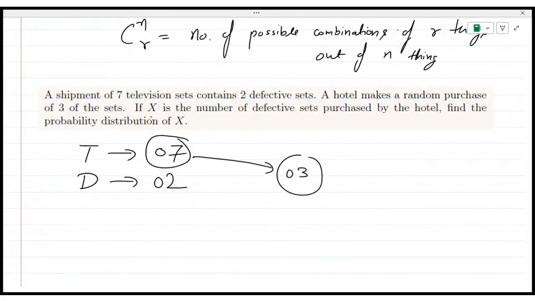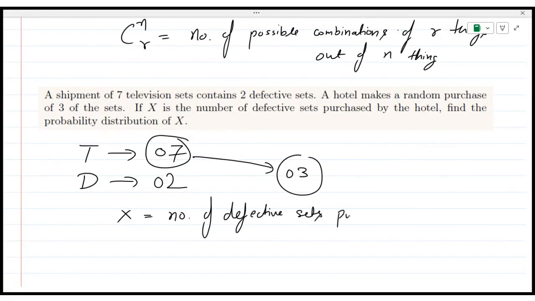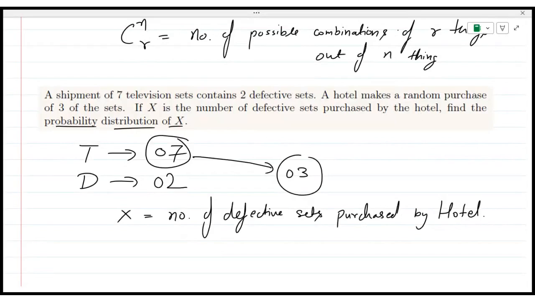If X is the number of defective sets purchased by the hotel. So what is X? Number of defective sets purchased by the hotel. Find the probability distribution of X.